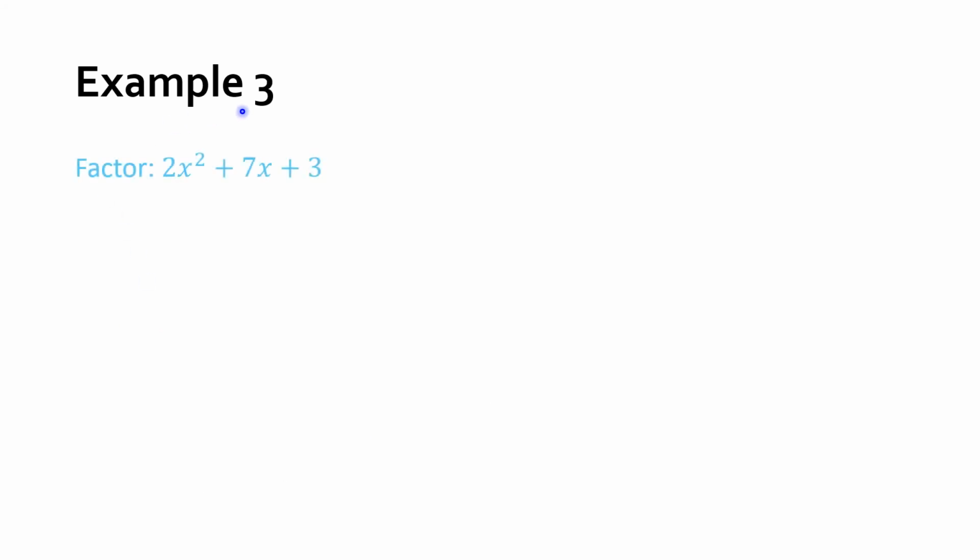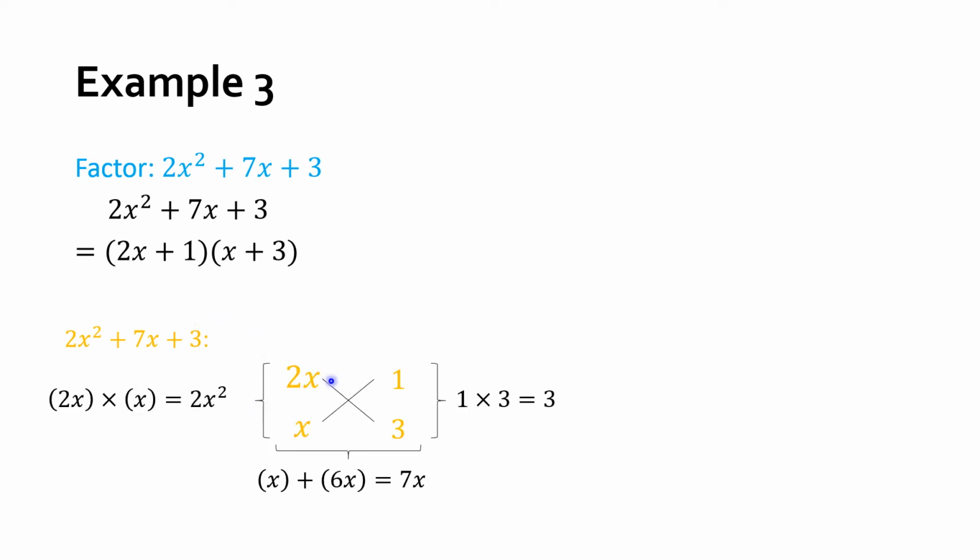Example 3. Factor 2x squared plus 7x plus 3. So 2x squared plus 7x plus 3 is equal to 2x plus 1 times x plus 3, because if we use cross multiplication to prove it, the quadratic term is 2x squared, so we need two numbers on the left side that have a product of 2x squared, so that has to be 2x and x if we want integers. So 2x times x is equal to 2x squared.